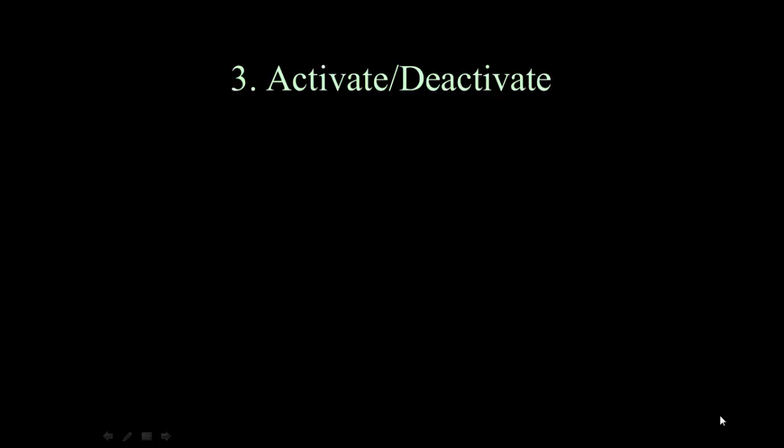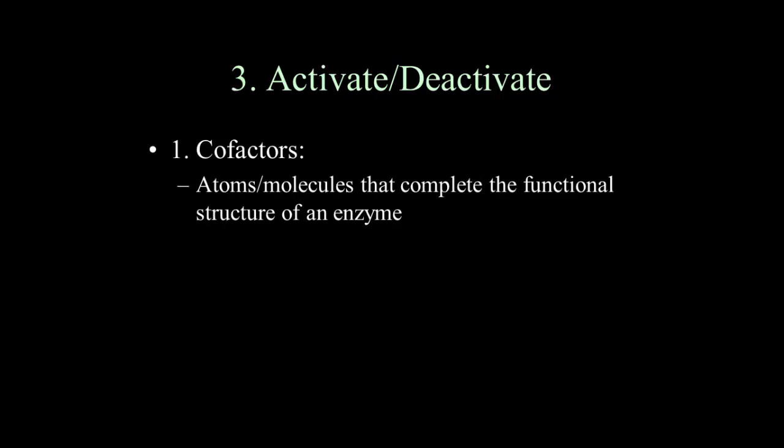The third method of controlling enzyme activity is the method I refer to as activate and deactivate. Cofactors are molecules or atoms that are involved in controlling enzymes. They can be as small as a single ion or a single atom, or they might be the size of a small organic molecule. Either way, they must be attached to the enzyme to complete the functional structure of the enzyme.